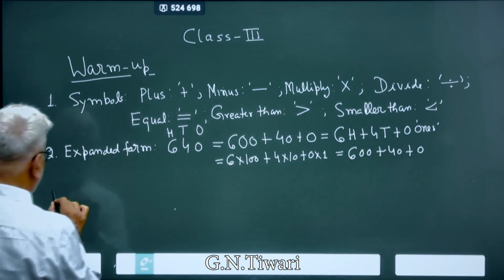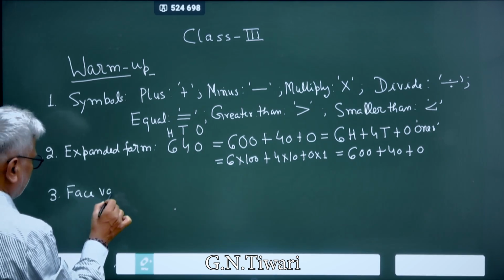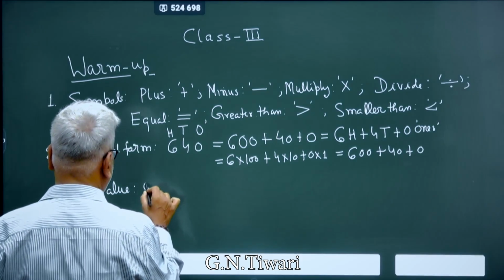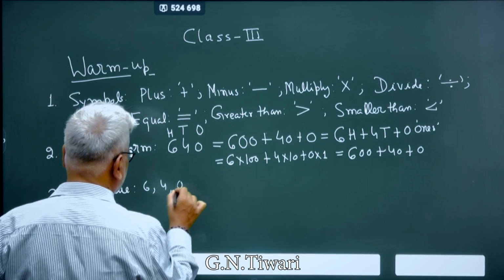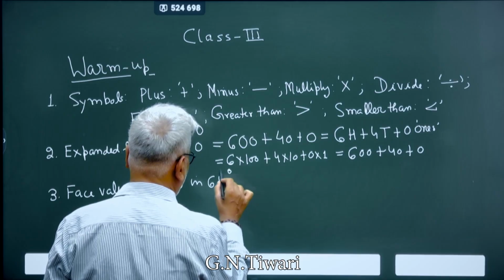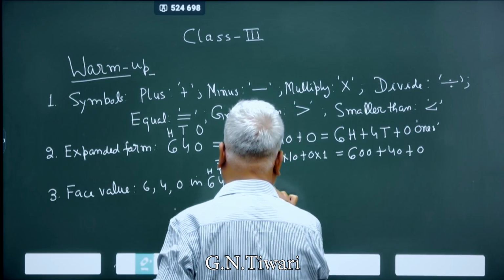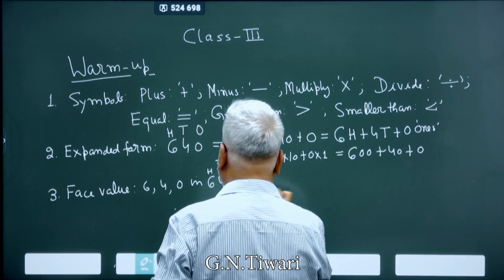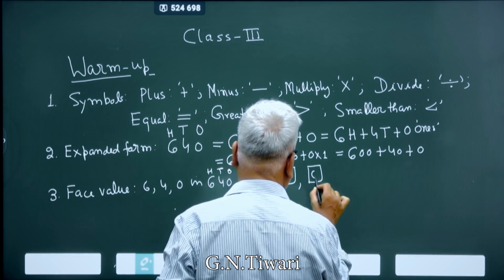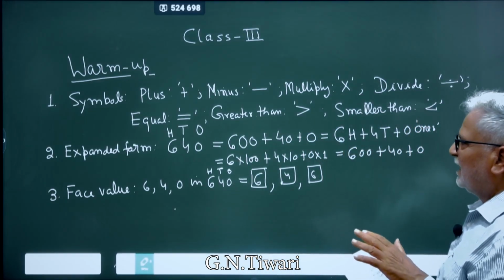Now the third point is the face value. Face value. Face value of what? 6, 4 and 0 in 640, 600 OTH. So the face value of 6 is always 6. Face value of 4 is always 4 and 0 is always 0. That is the basic difference between the face value and the place value.